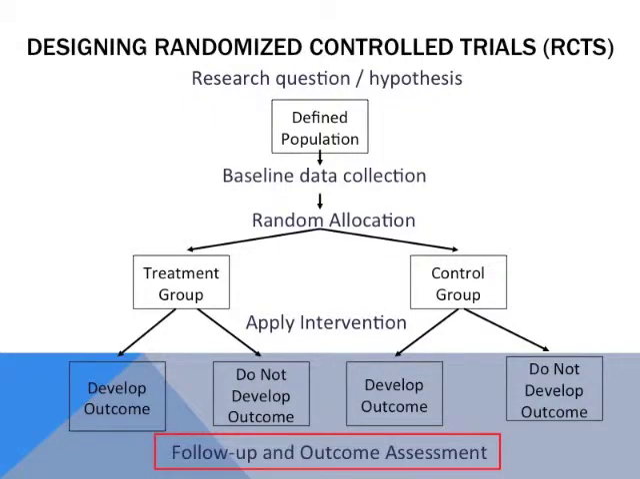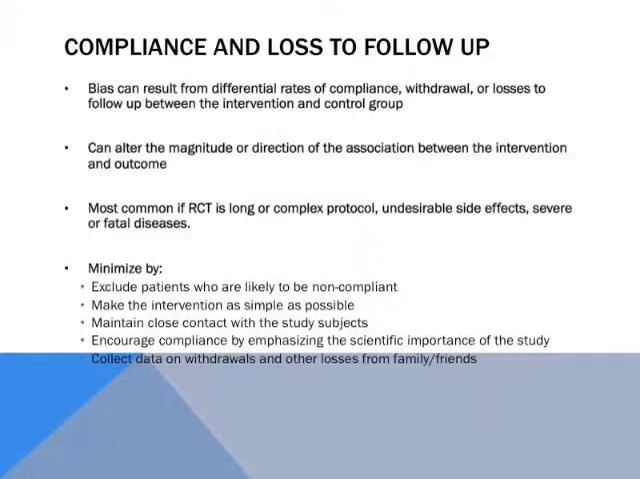The final phase in an RCT is the follow-up and outcome assessment. Bias can result from differential rates of compliance, withdrawal, or losses to follow-up between the intervention and control groups. This can alter the magnitude or direction of the association between the intervention and outcome. This bias is most common if the RCT is long or there's a complex protocol, if the treatment causes undesirable side effects, or when studying severe or fatal diseases.